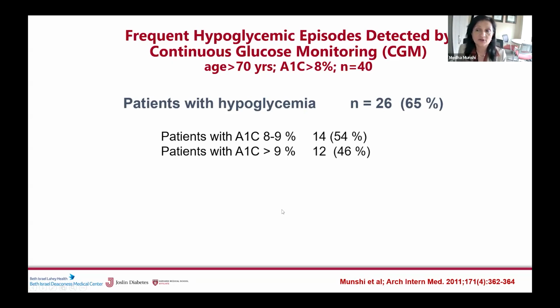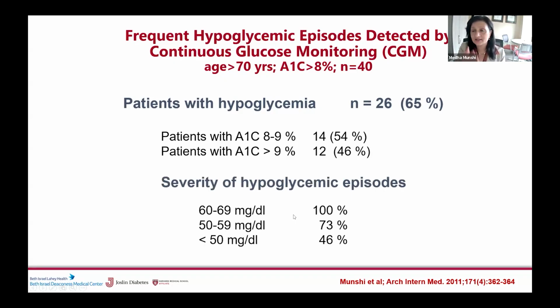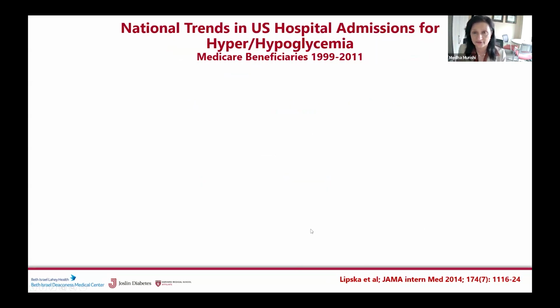54% of them had A1C between 8 and 9, and actually 46% of them had A1C over 9%. So we just talked about it, that A1C does not really rule out risk of hypoglycemia. And then 46% of them had even glucose going below 50, so severe hypoglycemia.